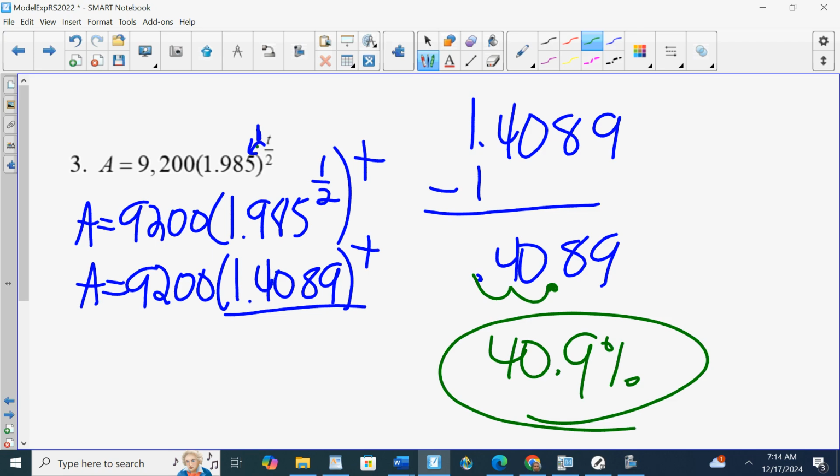So if you want to know what the rate is, I need just t in the exponent. I absorb whatever is in the exponent into the parentheses. I type that in, and then from there, that's 1 plus or minus the rate. I drop the 1, and I make it into a percent by moving the decimal 2 places over.